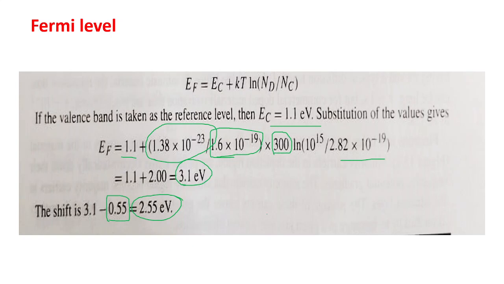The total Fermi energy level is 3.1 electron volt, and now it got reduced by 2.55 electron volt. Now if we dope the material with an external element, it will reduce the field. So in this way it will help us in increasing the conductivity.